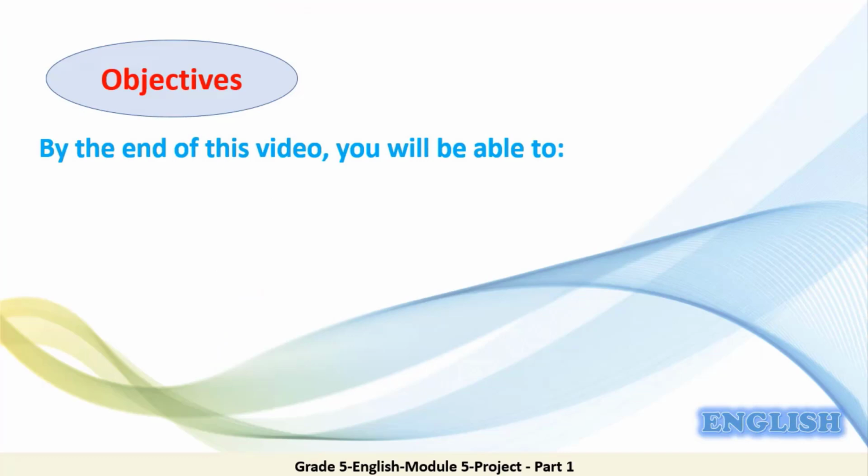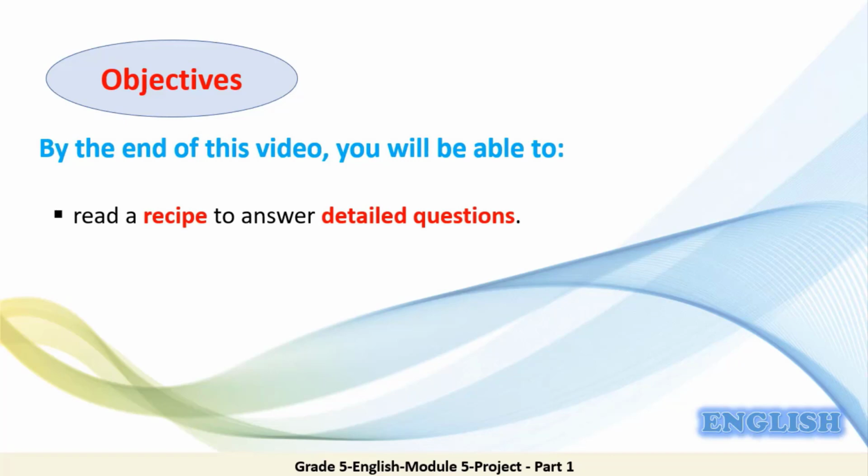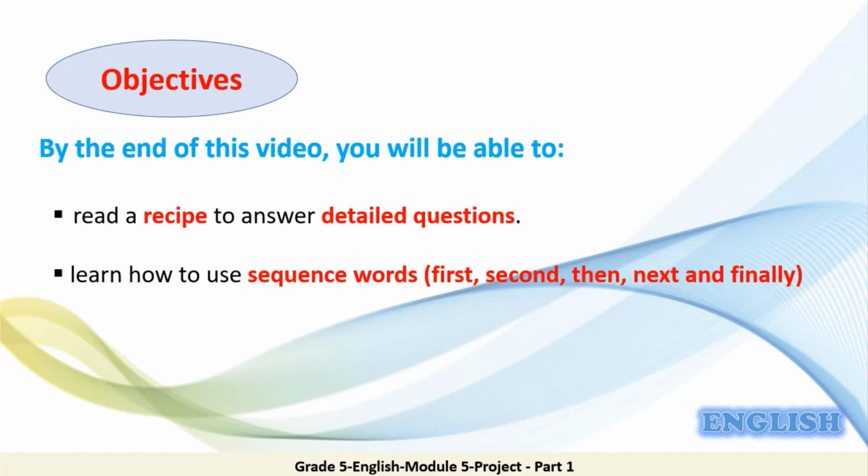My friends, let me remind you of what we have learned today. We read a recipe and answered detailed questions. We learned how to use sequence words. First, second, then, next, and finally. We learned how to use the imperative form to write a recipe. Dear students, as you see here, all the objectives were achieved.